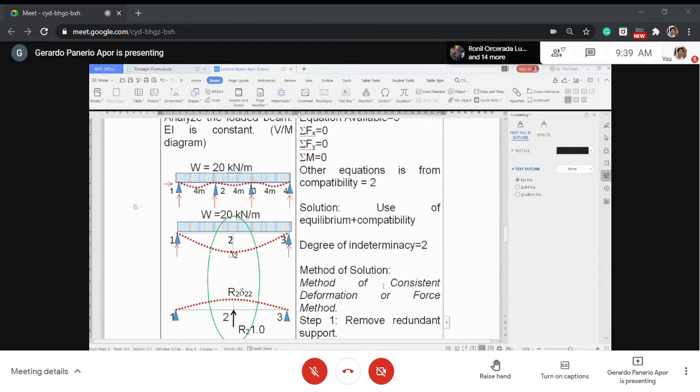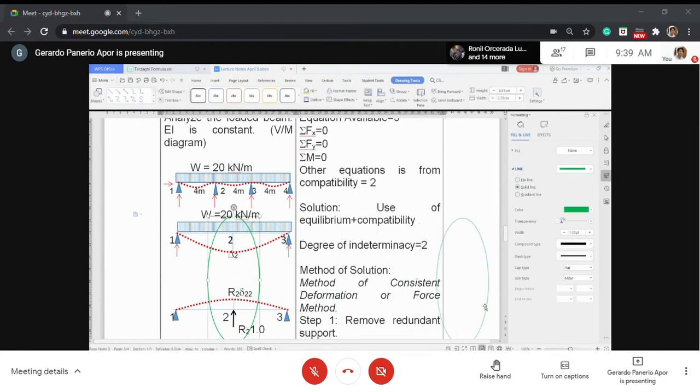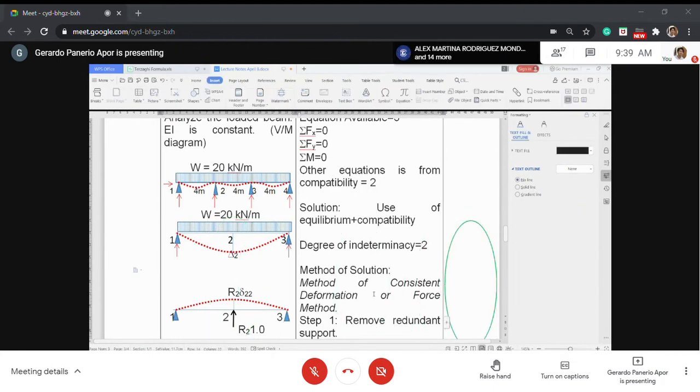We will analyze it using the method of consistent deformation. The approach of this method is that first, we make it a simple beam. To make it a simple beam, you remove two supports. Which supports to remove is up to the one analyzing, whichever is more convenient, either the two supports at the ends or the two in the middle.